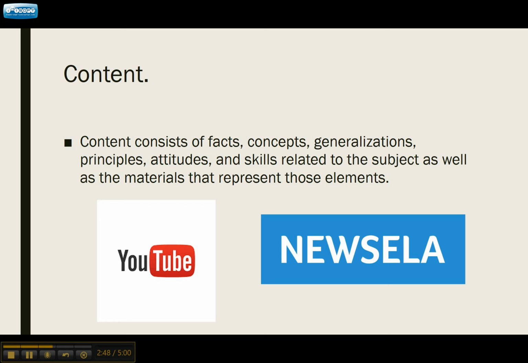Ms. Steele has acquired an article about nutrition from News ELA. She breaks the students into groups and gives each group an article to read that is specific to their reading level.